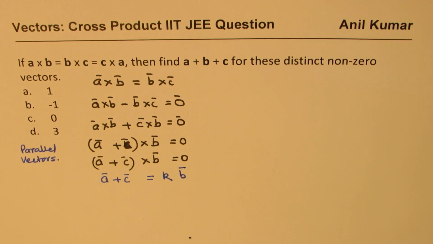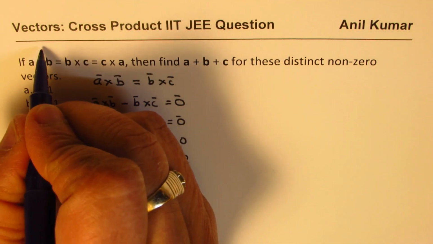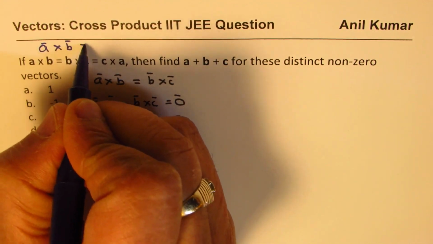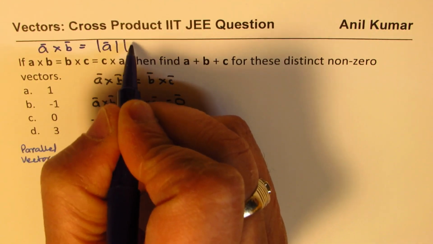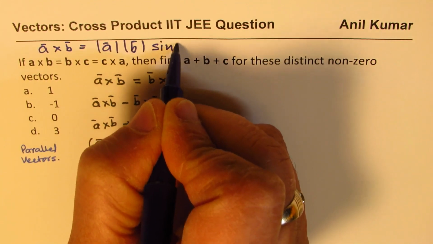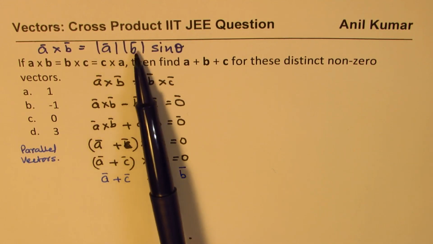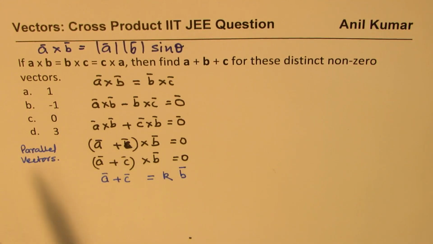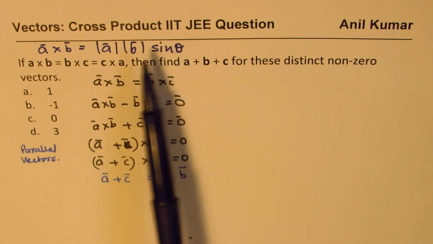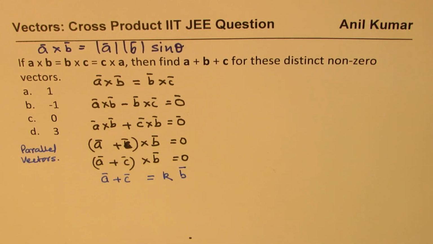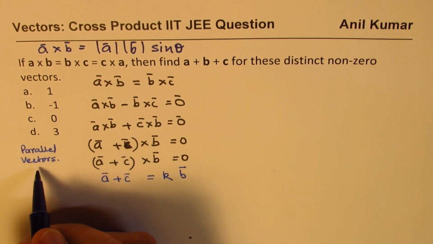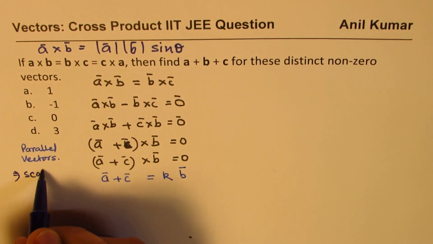Let me write down the cross product formula right in the beginning. When you say A cross B, it really means magnitude of A times magnitude of B times sine theta, where theta is the angle between them. That could be 0 for a non-zero vector if theta is 0. That means the angle between them is 0. They are collinear, they are parallel. So the sum of these two vectors is parallel to the vector B, and we could write this as a scalar multiple, since they are parallel.